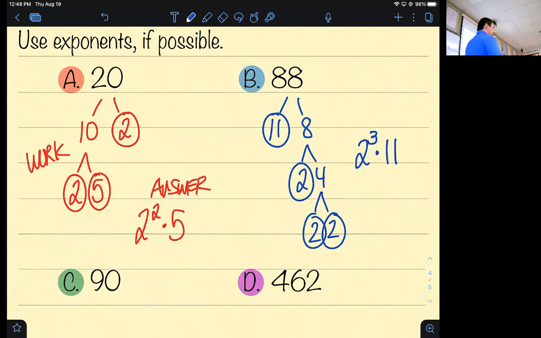That's right. Make sure you use exponents if you can. Don't write out 2 times 2 times 2 times 11. Why would you want to do that anyways? It's easier to write 2 to the third. If you said you did 2 and 44, then I'm guessing you probably broke 44 down into 2 and 22. And then you broke 22 down into 2 and 11, and you got your three 2s, and you got the 11.